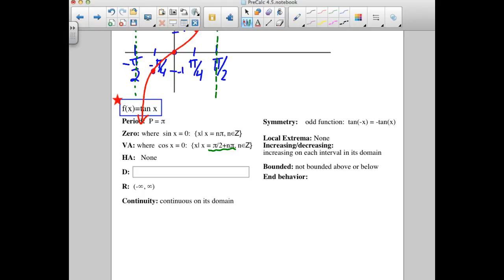We don't have horizontal asymptotes. What about domain? Yesterday we said domain was tied to what? Tied to the vertical asymptotes. So our domain is going to be everything but where we have a vertical asymptote. Range is all real numbers. It's continuous on its domain. It has odd symmetry.